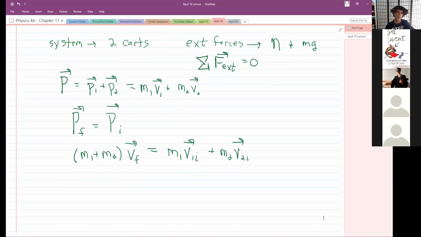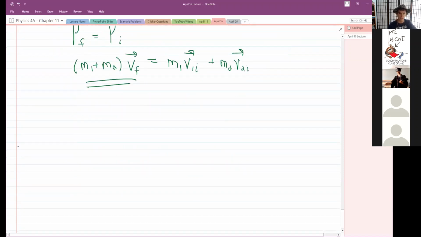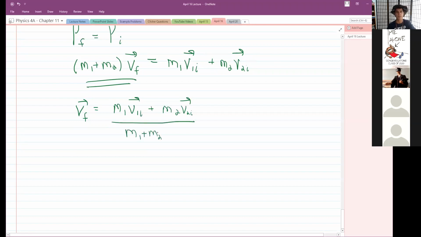Since they stick together after the collision, they're both moving at the same final velocity. So my final momentum is m1 plus m2 times my final velocity. What I'm looking for is, in this case, my final velocity. So I could just solve for v final equals m1 v1 initial plus m2 v2 initial over m1 plus m2.